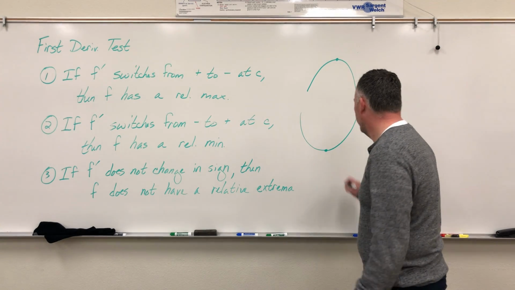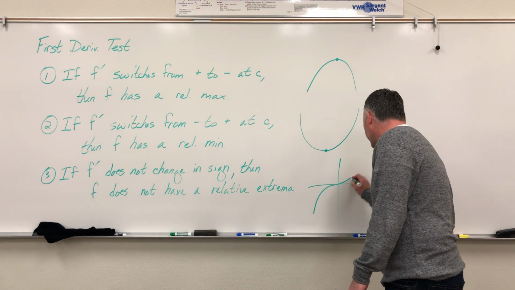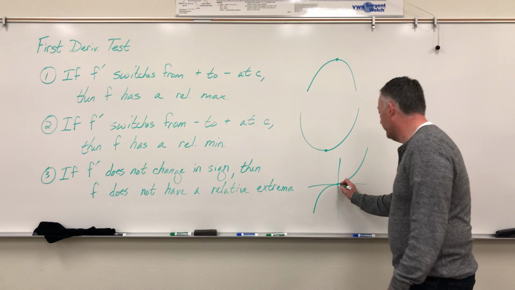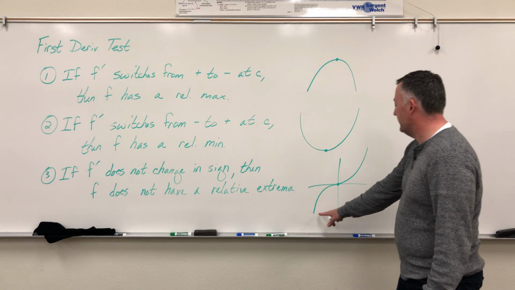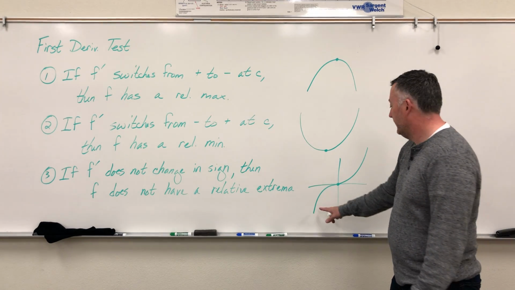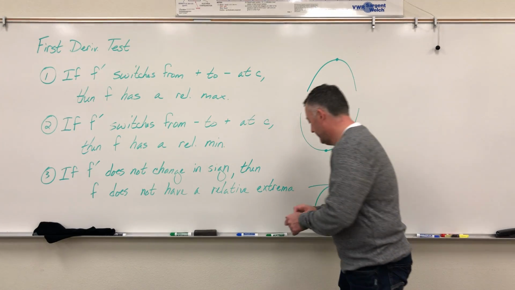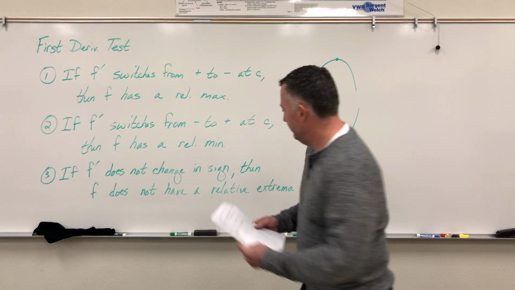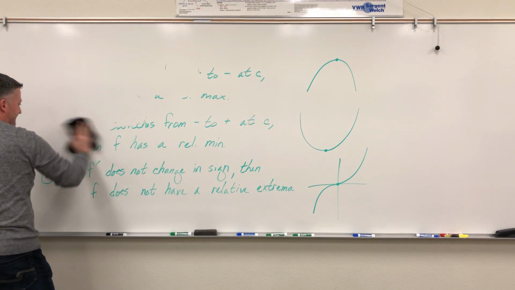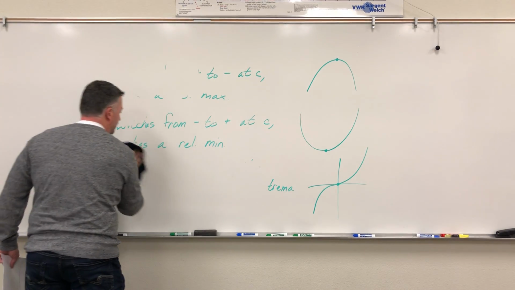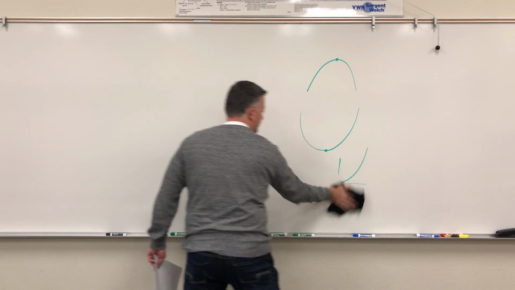And we saw one of those before. Remember this fun graph of x to the third? Well, we said earlier that x was a critical point, so that's where the derivative is 0, but the function didn't give you a relative max or relative min because it didn't switch from increasing to decreasing or the other way around. All right, so let's go ahead and look at an example and use the first derivative test.